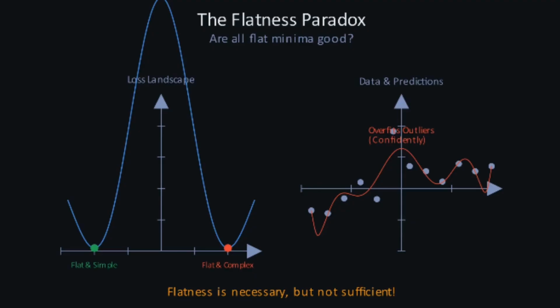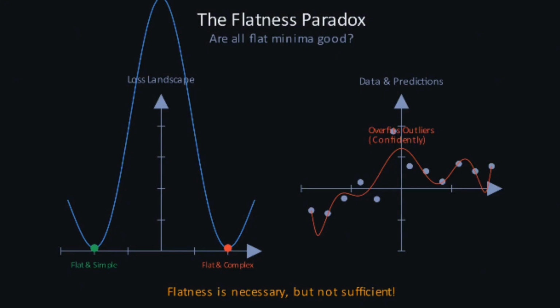If the algorithm falls into the first flat minimum, the graph on the right shows that it corresponds to a simple linear function. The model ignores noise points and possesses excellent generalization capability. This is a good flat solution.